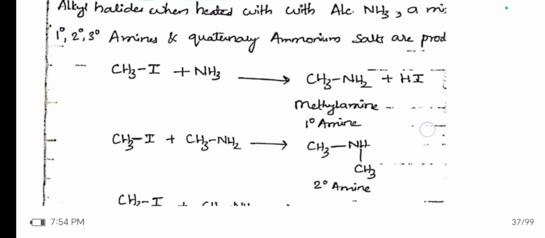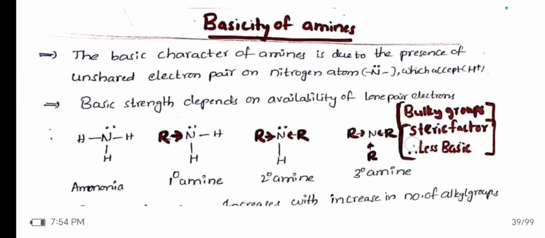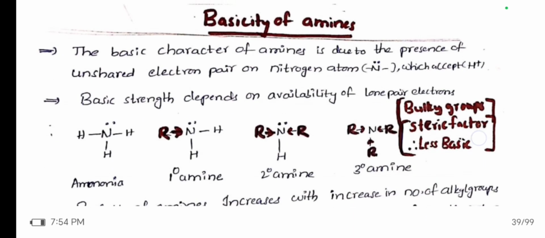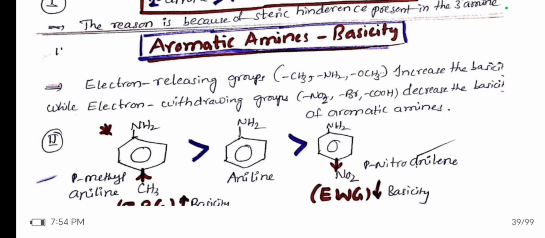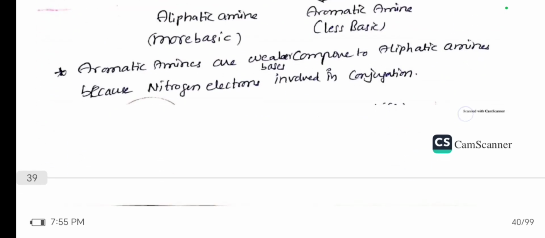Next, you can leave this one. Gabriel synthesis: for pass marks, you can leave. Basicity of amines is an important question. Basicity of amines order: remember this order, secondary greater than primary, greater than tertiary, then ammonia. Aromatic amines basicity is also important.